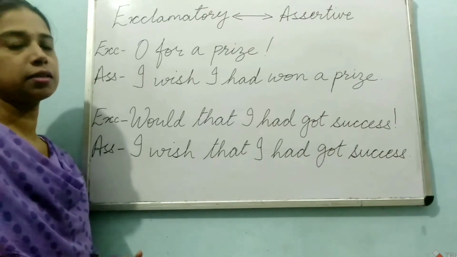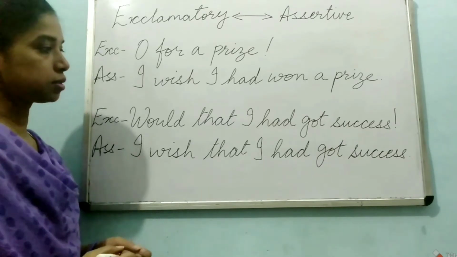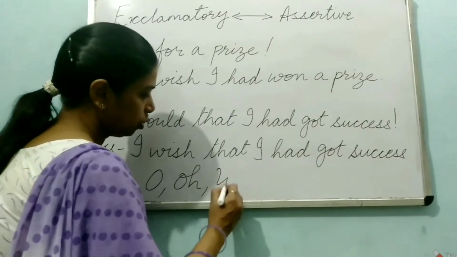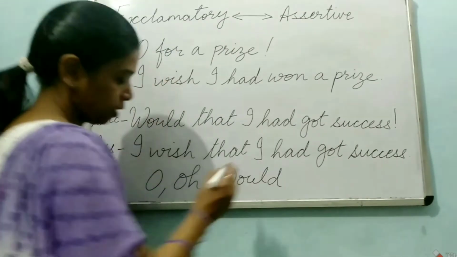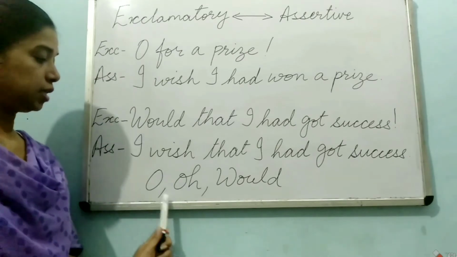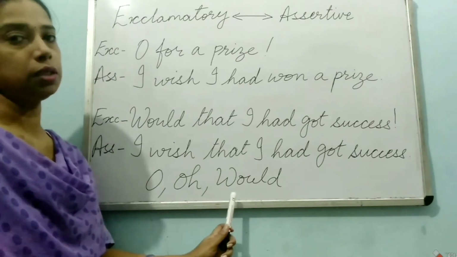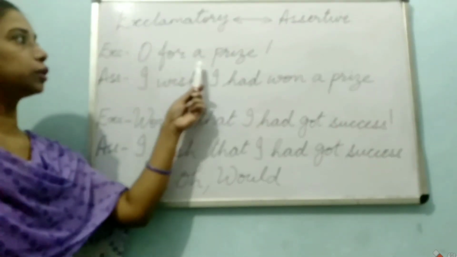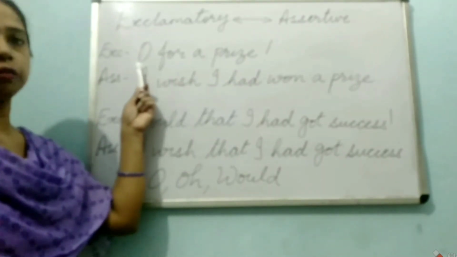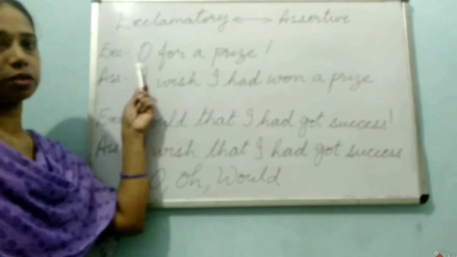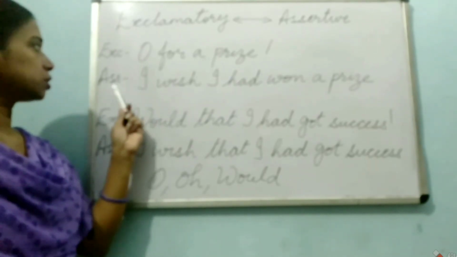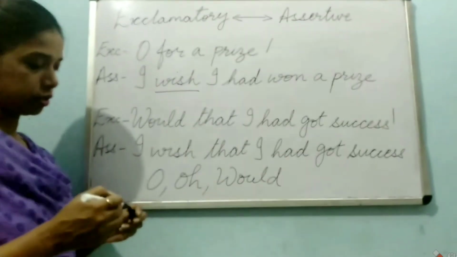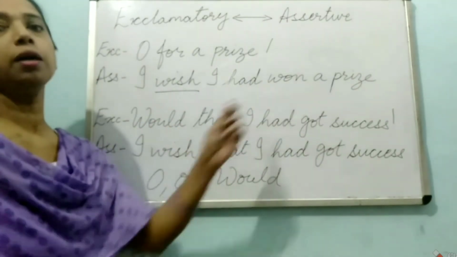The next rule is that when your exclamatory sentence begins with the words O or would, then in the assertive sentence these words are removed and we use the word wish. Like here in the first example, the exclamatory sentence is "O for a prize!" So here the word O is used to express a wish or a desire. And when you change it, you remove O and you write the word wish. So you use this word wish. "I wish I had won a prize."